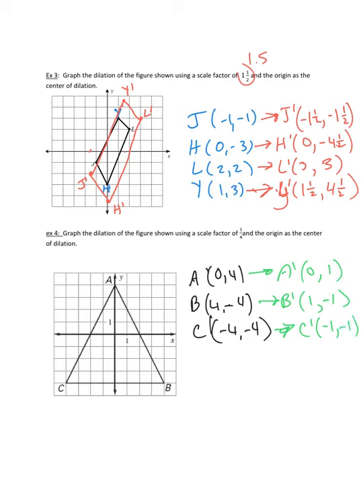So I'm going to graph that. A prime will be at 0, 1, which is here. B prime will be at 1, -1, which is here. And C prime will be at -1, -1, which is here. And there's your 1/4 of the original size dilation.